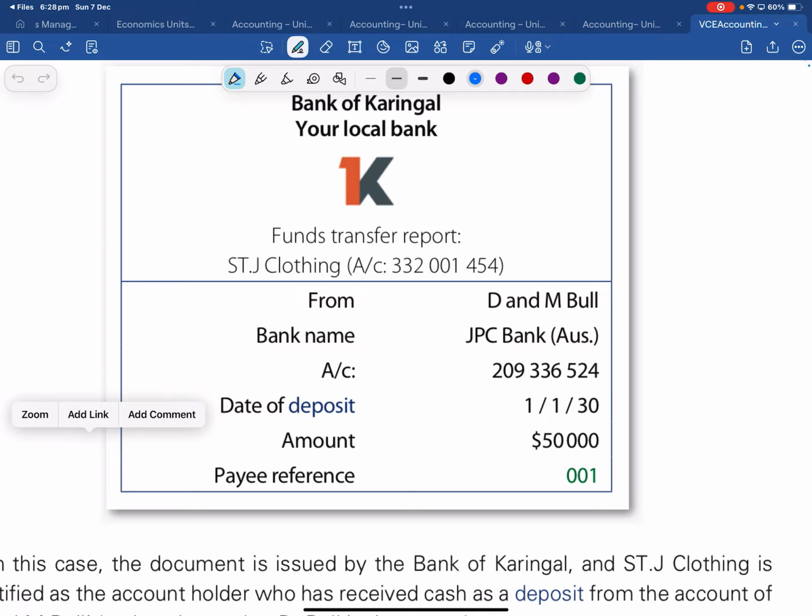Could be, yes. It could be EFT. Yes, it is an EFT. What is the other one, guys? It starts with EFT. POS. What is EFTPOS? Point of sale. Electronic fund transfer at the point of sale.